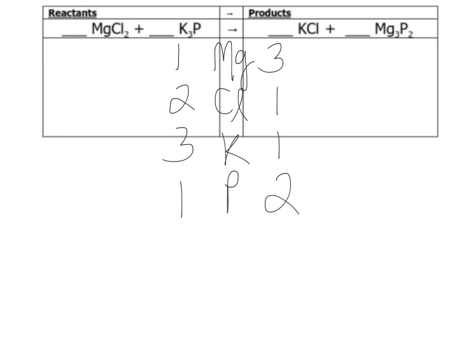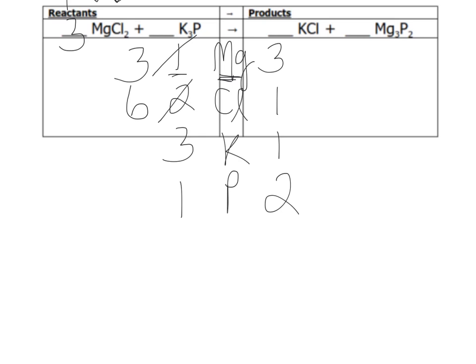In this example, we can start anywhere because none of our elements are balanced. So I'll just start with Mg. I'm going to go to my reactant side because I only have 1. Add a 3 in there, which will change my Mg reactants to 3 and my Cl reactants to 6, because I'm going to distribute to both.